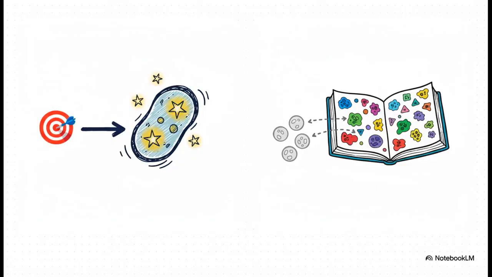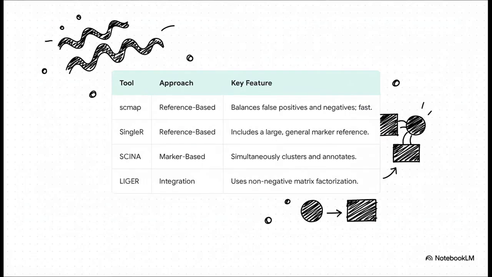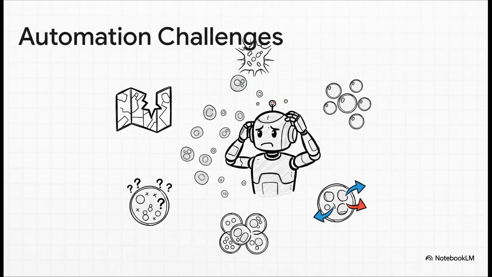When we talk about that first automated step, it generally goes one of two ways. There's the marker-based approach, where you basically feed the algorithm a list of known gene signatures, or you can take a reference-based approach, which tries to match your new data against a huge pre-annotated atlas. And this just gives you a little taste of the diversity of tools out there. You've got correlation-based methods like SchemEp. You've got really clever tools like SNE that try to cluster and annotate at the same time. And then you have the heavy hitters like Liger, which use sophisticated techniques like non-negative matrix factorization to integrate multiple data sets.